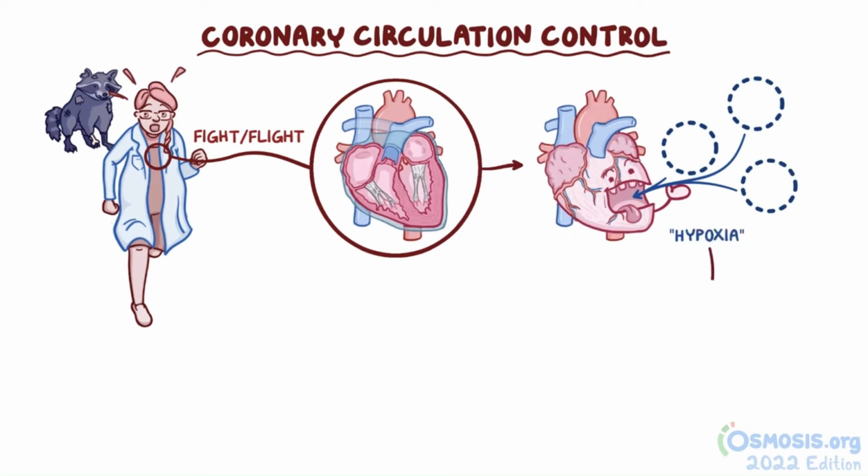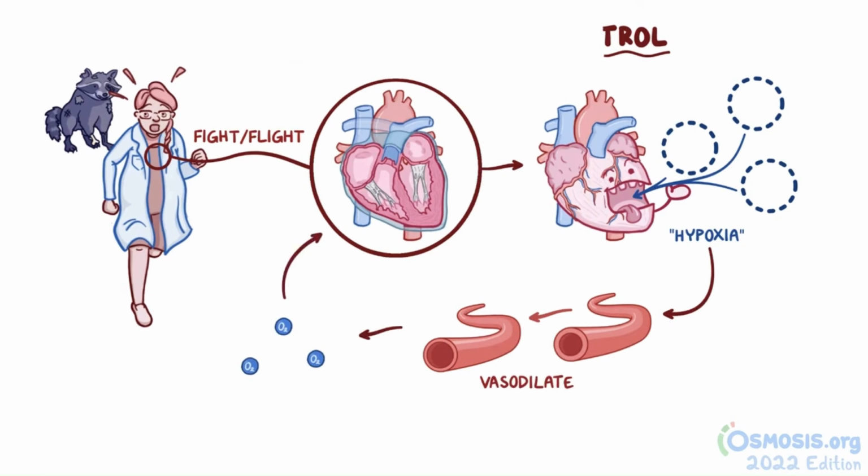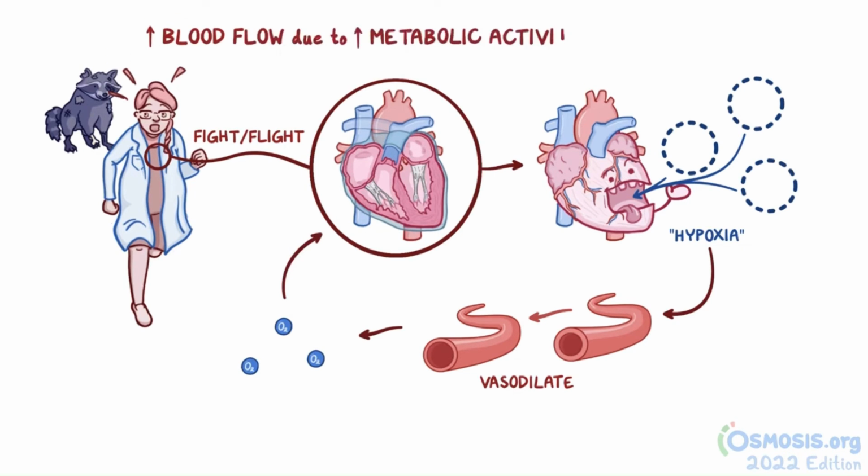In response to the local hypoxia, the coronary arterioles vasodilate, in effect, making more space for blood to flow, which increases oxygen delivery to meet the demands of the panicking heart. So when there's an increase in blood flow to the myocardium due to an increase in metabolic activity, it's called active hyperemia.